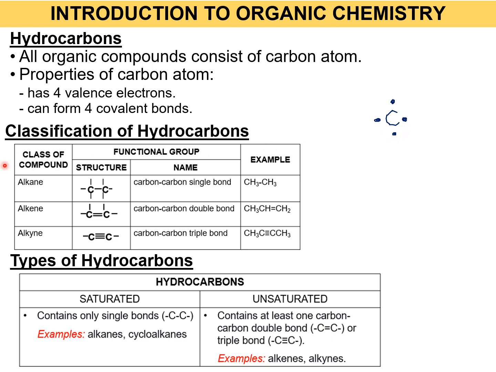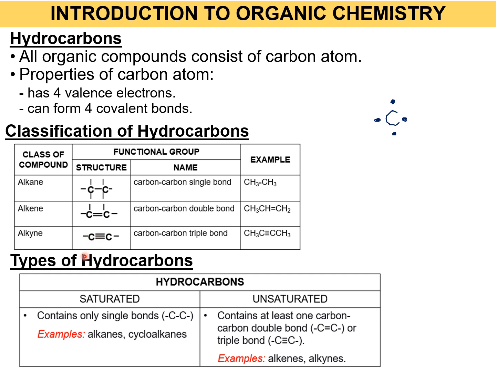Okay. So here are some of the classification of hydrocarbons. We have 3 of them: alkane, alkene and alkyne. Alkane is a carbon-carbon single bond, meaning the carbon will form another bond with another carbon, but it is a single bond. Alkene is when a carbon forms a bond with another carbon atom, but it is a double bond. But as you can see here, they still maintain 4 covalent bonds: 1, 2, 3, 4. Alkyne is a carbon-carbon triple bond, but they still maintain 4 covalent bonds.